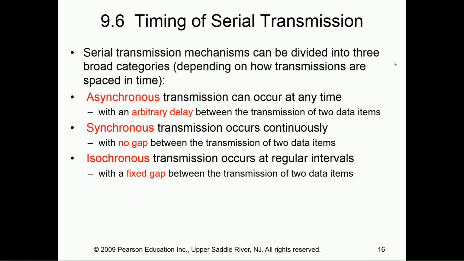So how do we deal with timing? How do we make sure everything is going according to the correct time? Asynchronous is any time, while synchronous has a continual time. There is no gap between transmissions. Synchronous does occur at regular intervals, which means there are fixed gaps, fixed pathways. So these are our 3 most common ones. Again, asynchronous transmission happens at any time.